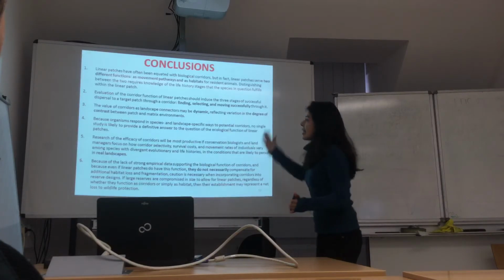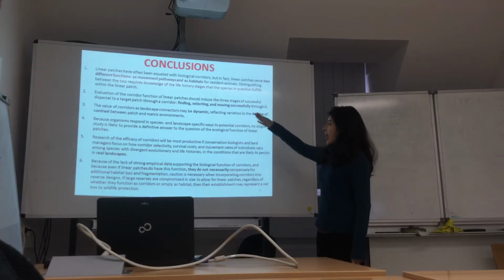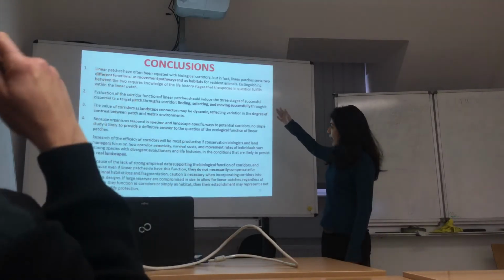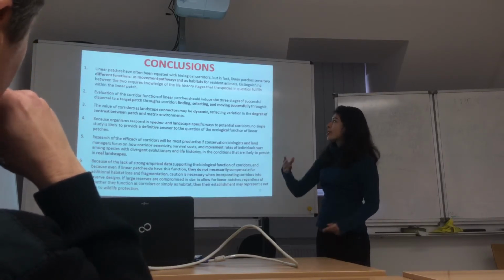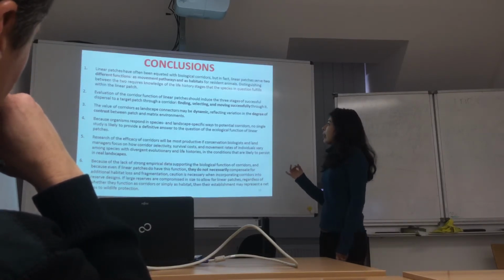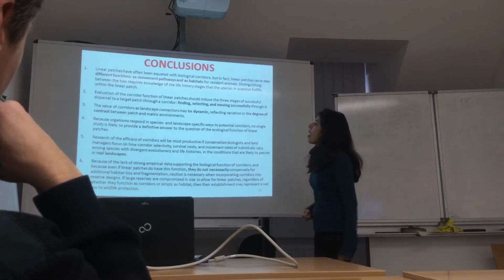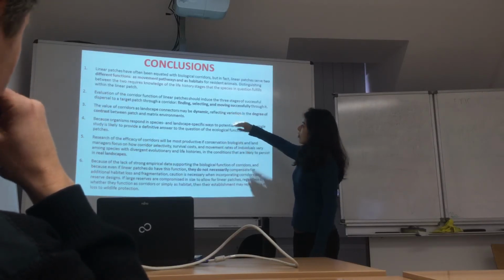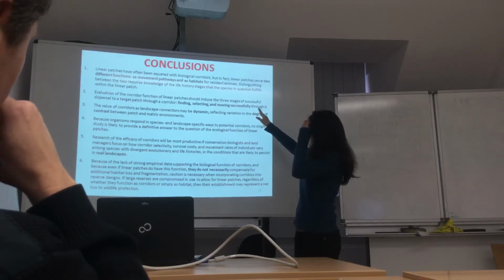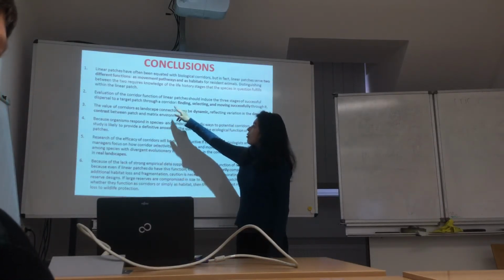So these are the conclusions of the paper that I consider important. Linear patches have often been equated with biological corridors, but in fact linear patches serve different functions, as a movement pathway and as a habitat, as we said before, for resident animals. Then evaluation of the corridor function of linear patches should include the 3 stages of successful dispersal to a target patch through a corridor.